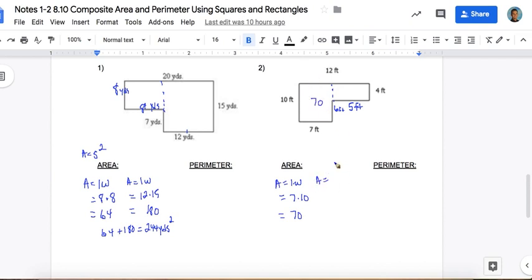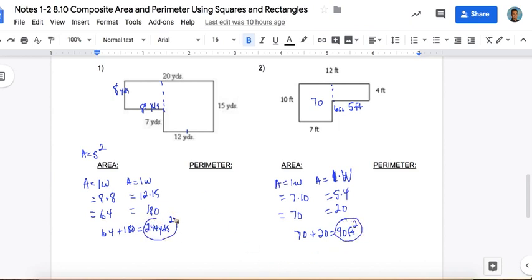And then for the next one, we have a length of 5 and a width of 4. So we can do 5 times, length times width. And we can do 5 times 4, which is 20. And now we are going to combine the two areas to get our total composite area. And 70 plus 20 is 90. Our label is feet squared.